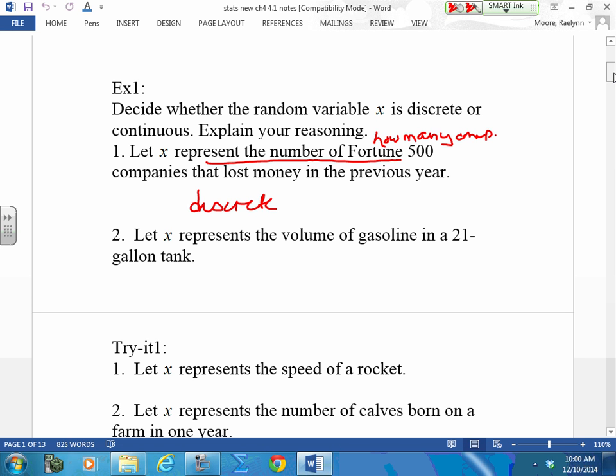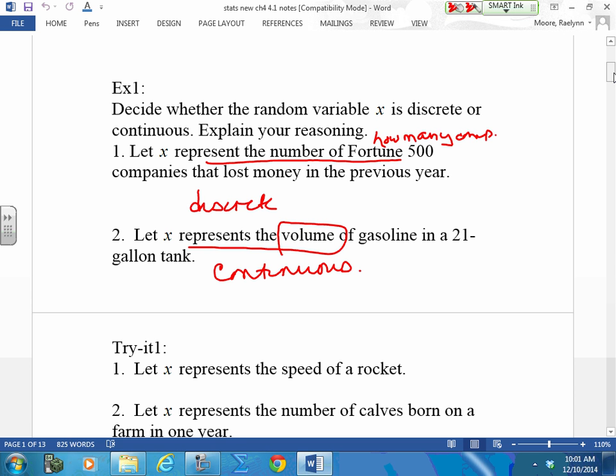Let X represent the volume of gasoline in a 21-gallon tank. We want to look at the volume. Is volume discrete or continuous? Continuous. My science people shaking their heads. Continuous. Okay, I can have it with a decimal, with a fraction. It doesn't have to be a whole number.